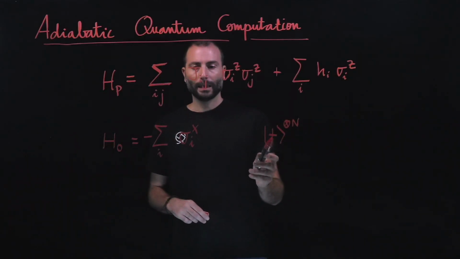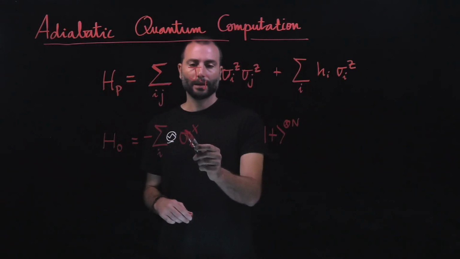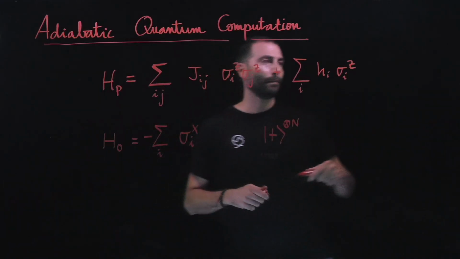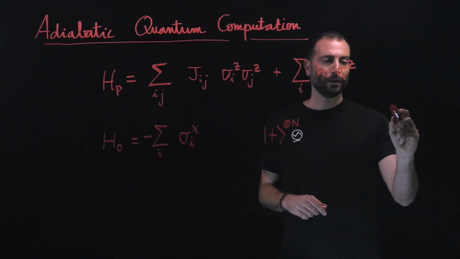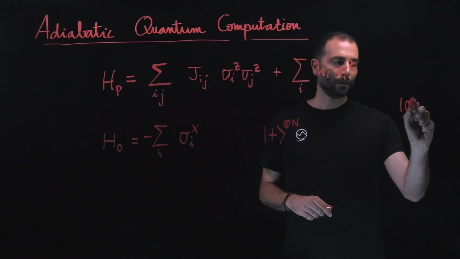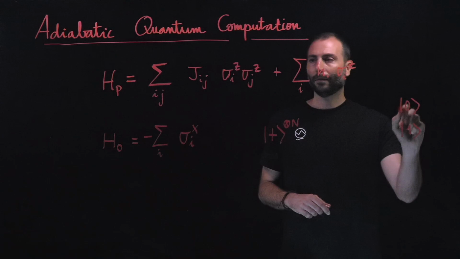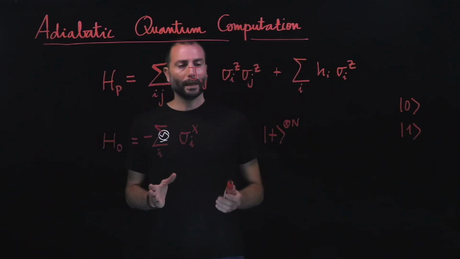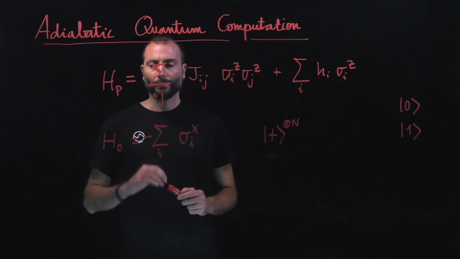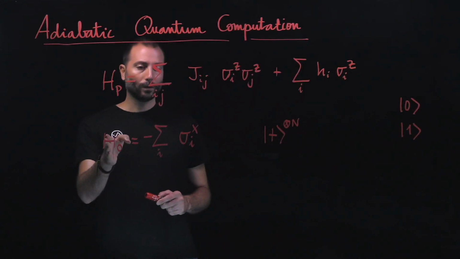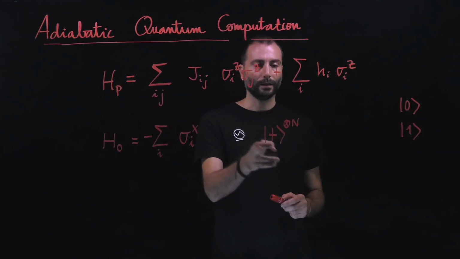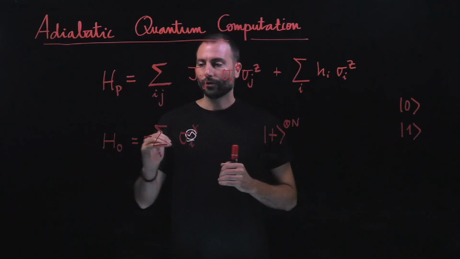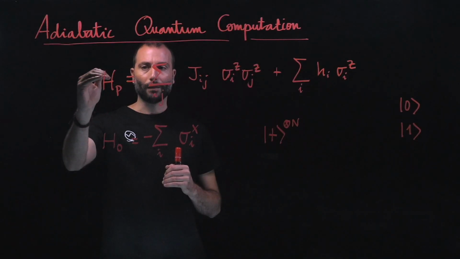Notice that this plus state is the eigenstate of sigma x, and we call the 0, 1 basis the basis of sigma z. So basically 0 and 1 are the eigenvectors of sigma z. The idea is that we will initialize the system in this Hamiltonian, cool the system down so that the initial state is the ground state, and then do an annealing process, changing the Hamiltonian from H0 to the Hamiltonian HP.